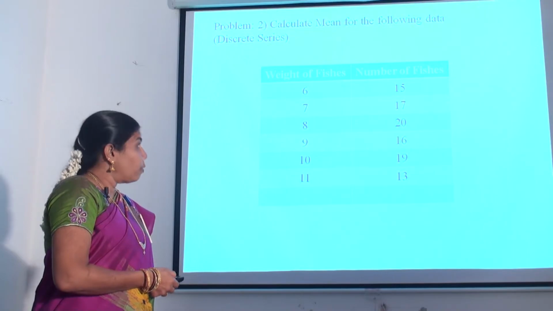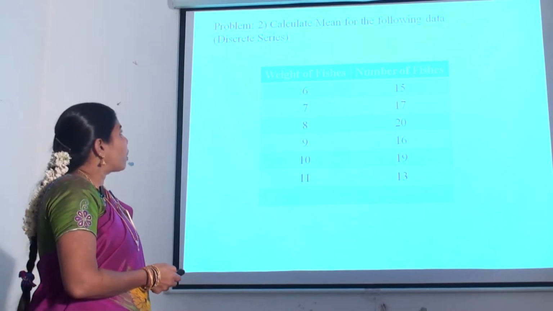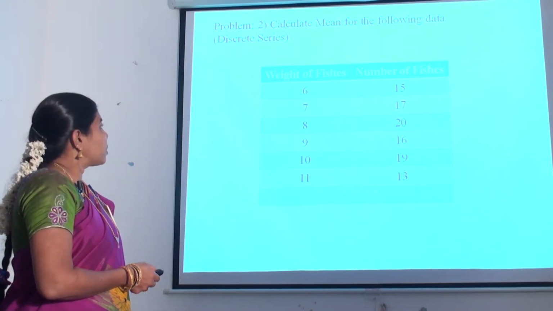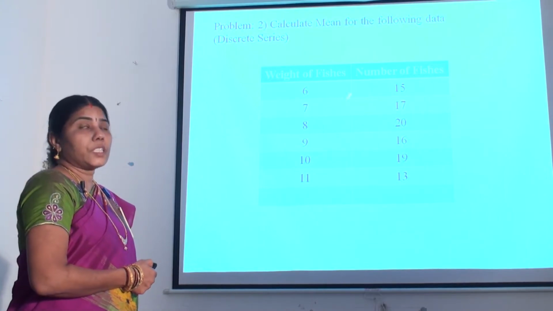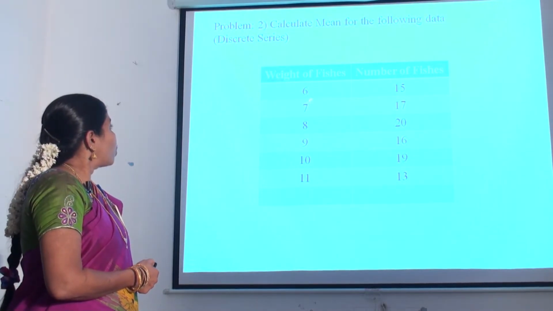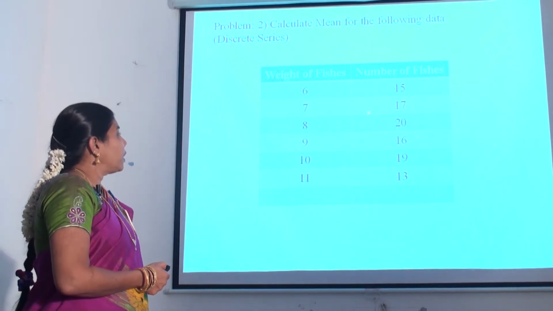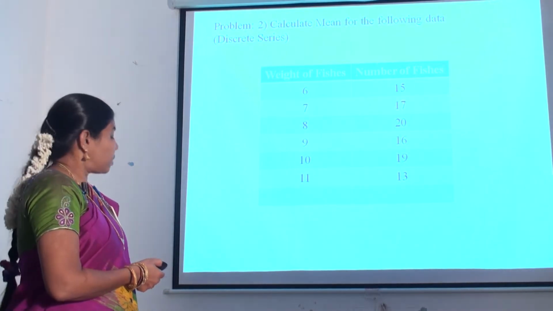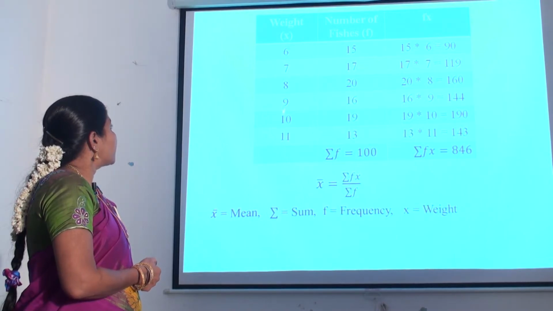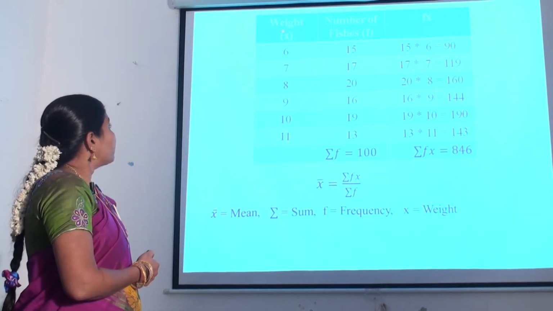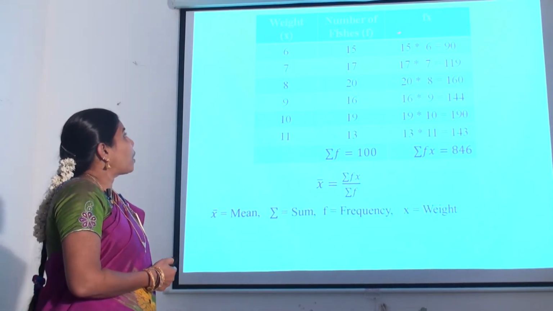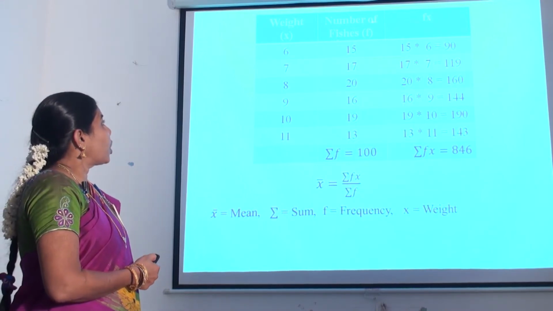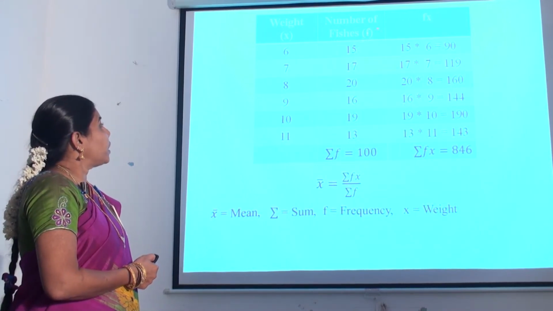Next we are going to calculate mean for the discrete series. If the given set of data are grouped among themselves, it is said to be discrete or discontinuous series. Weights of fishes are entered in the first column, which is x. Number of fishes are entered in the second column, which is frequency f.